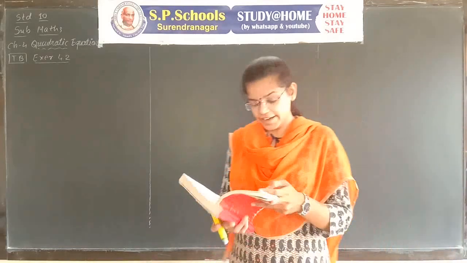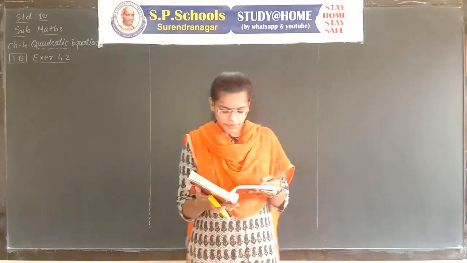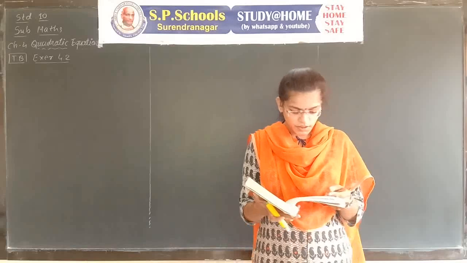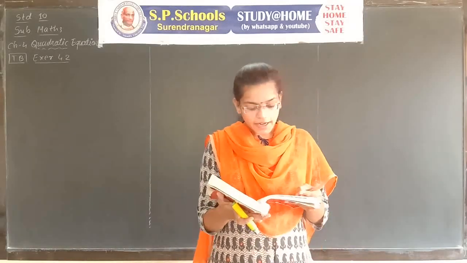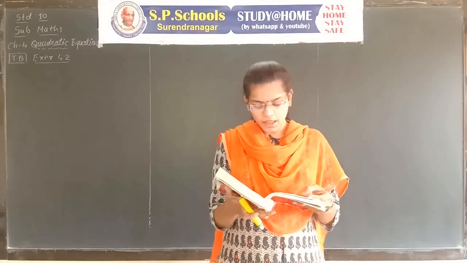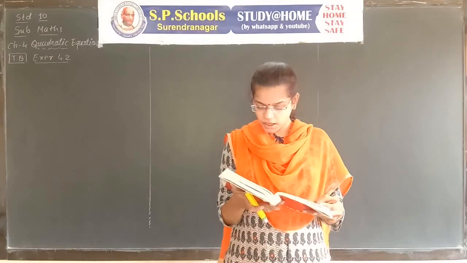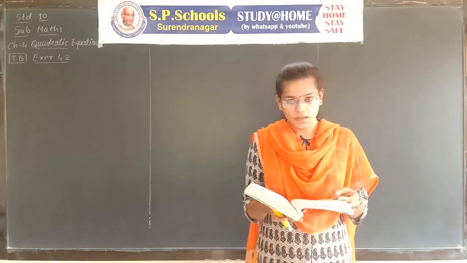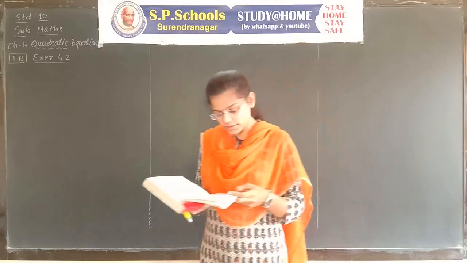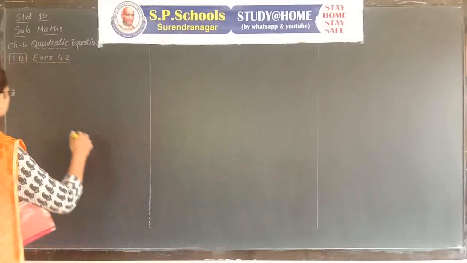Let us see the next, fifth number. Fifth is again an important number. The altitude of a right triangle is 7 cm less than its base. If the hypotenuse is 13 cm, find the other two sides. Let us take one right triangle.